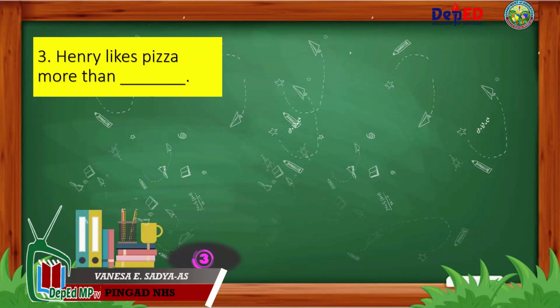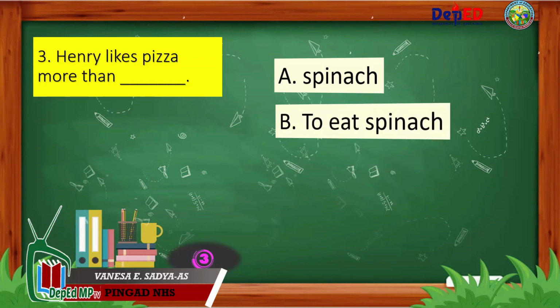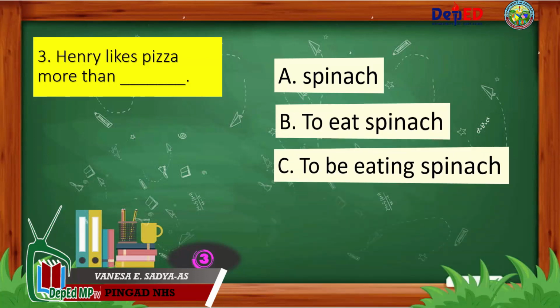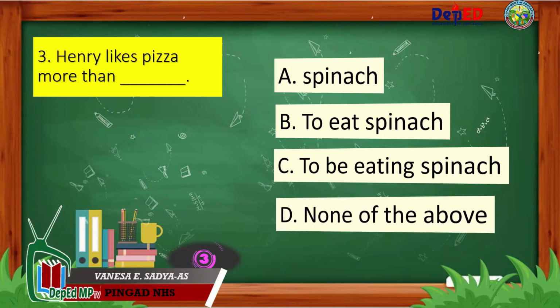Number 3. Henry likes pizza more than blank. A. Spinach. B. To eat spinach. C. To be eating spinach. And letter D. None of the above.